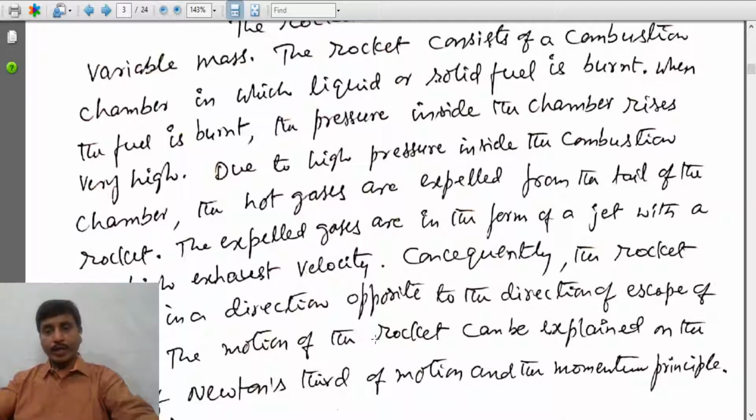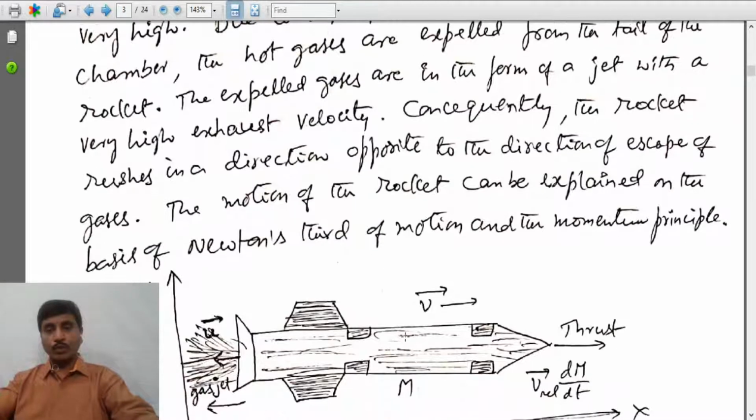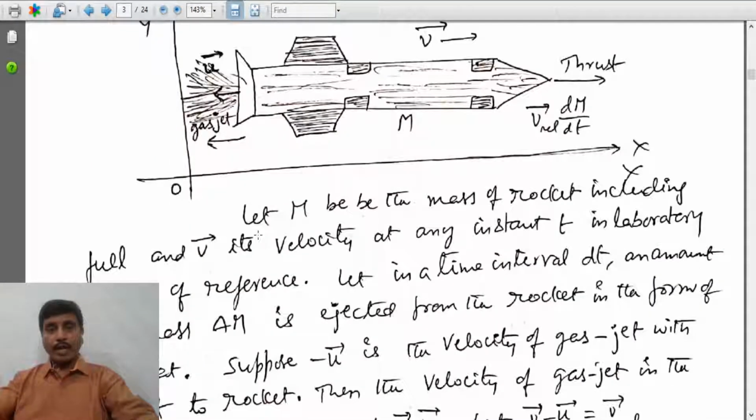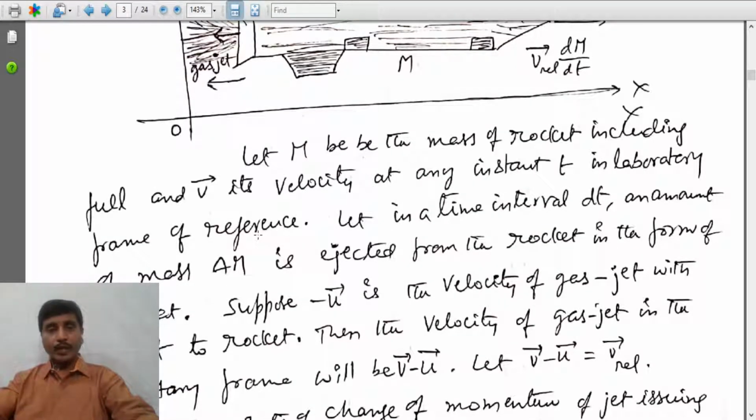The motion of the rocket can be explained on the basis of Newton's third law of motion and the momentum principle. In the diagram, a rocket is shown. In this diagram, m is the mass of the rocket, v bar is the velocity of the rocket in the forward direction, u bar is the velocity of gas jet in the backward direction. Let capital M be the mass of the rocket including fuel and v bar its velocity at any instant t in laboratory frame of reference.